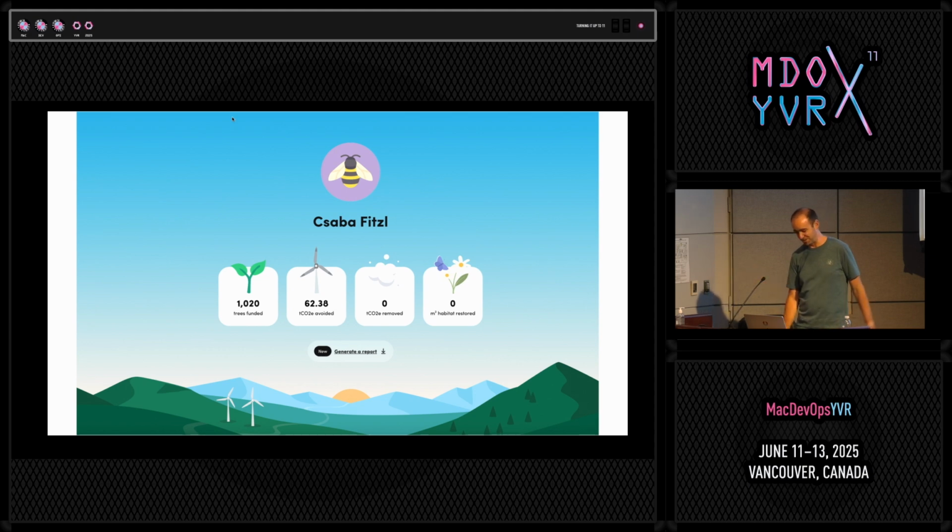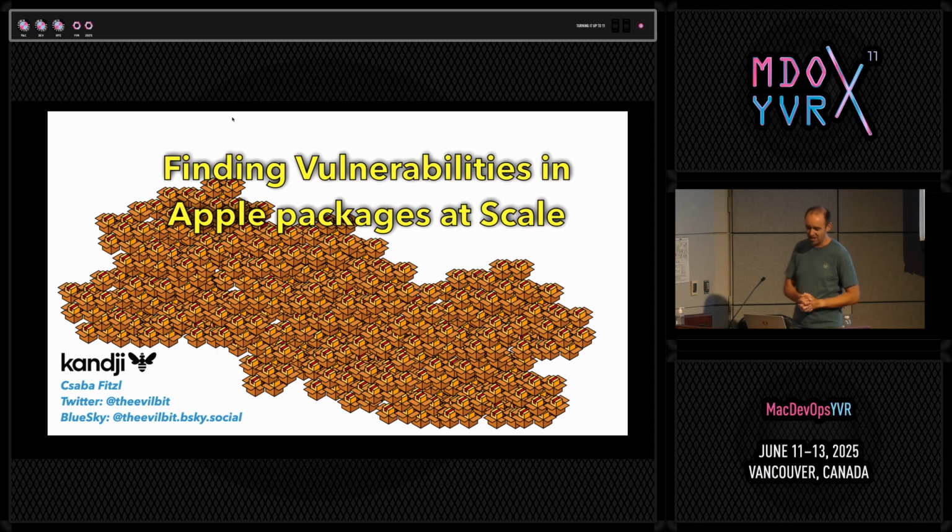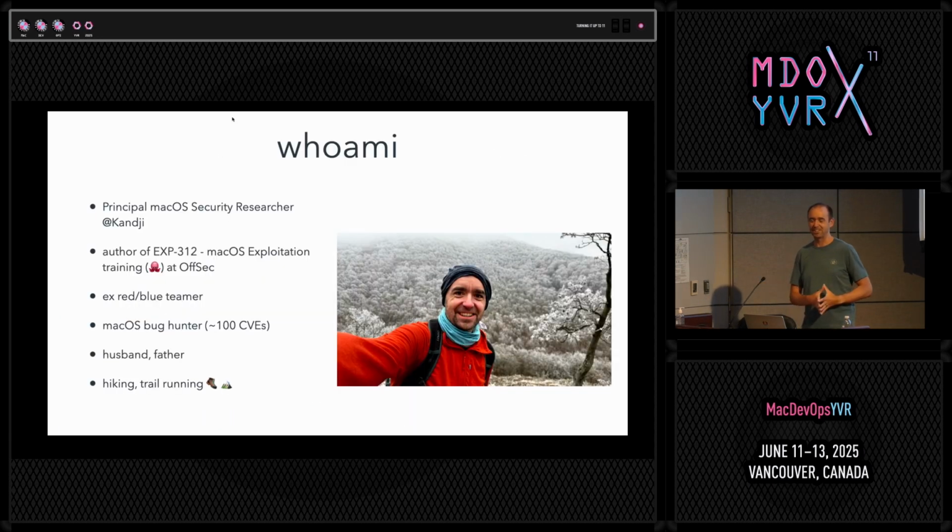CO2 footprint. But to my talk, the title is Finding Vulnerabilities in Apple Packages at Scale. My name is Csaba Fitzl. I live in Hungary and I'm working for Kandji as a principal macOS security researcher. I do vulnerability research most of my time.